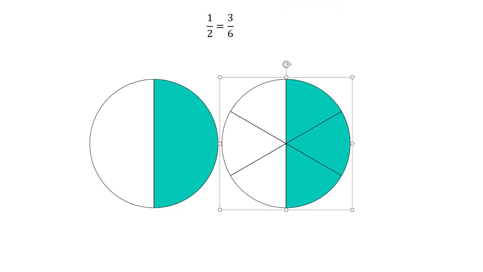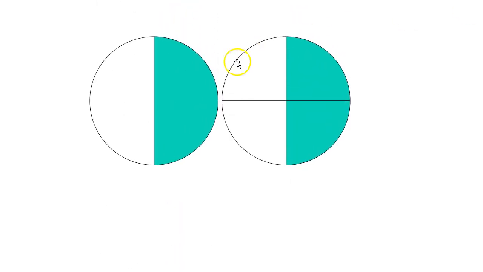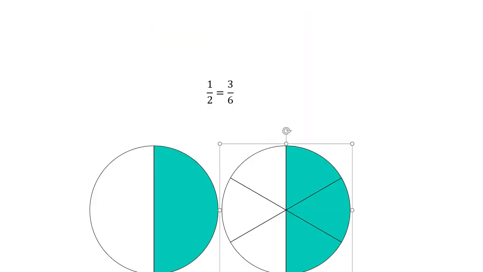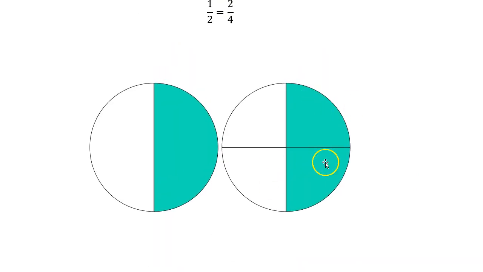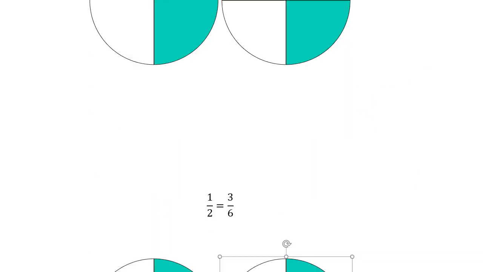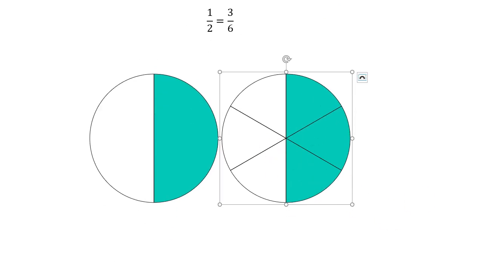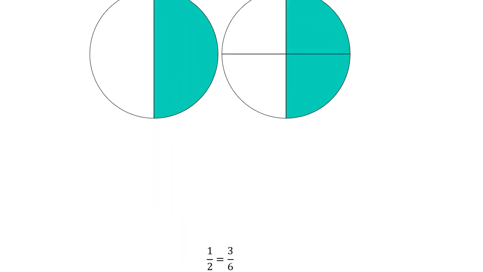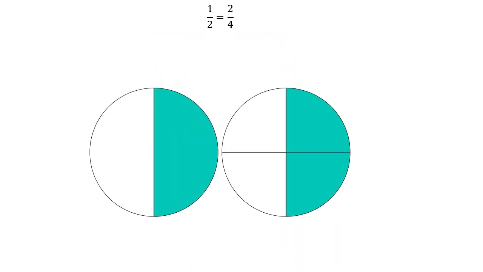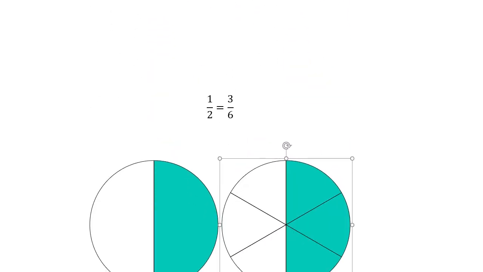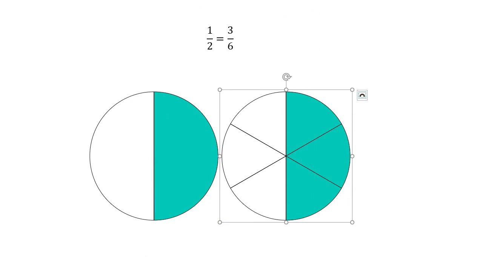Now what's also interesting is that, look, 1/2 is the same as 2/4, and 1/2 is also the same as 3/6. So guess what? 2/4 has the same amount of green as 3/6. So 2/4 is also the same thing as 3/6. 1/2, 2/4, and 3/6 are all the exact same thing.